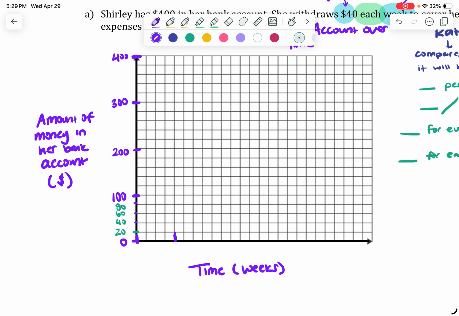I'm going to make some sizable jumps here. If it told me to show how many weeks she would have until she ran out of money, I would make sure that I can show far enough along the graph. But it doesn't tell me what I need to show as a minimum. And I'm just going to space things out accordingly.